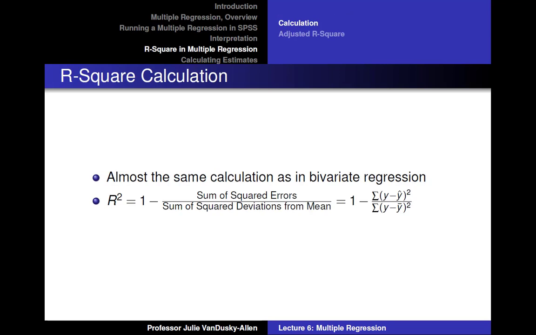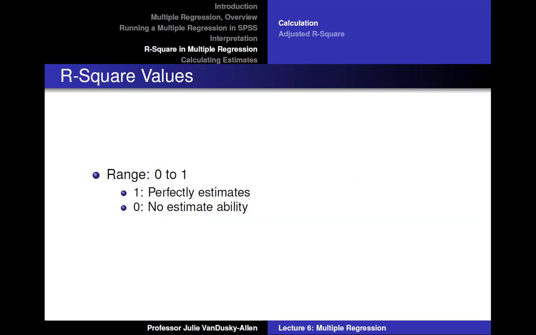Now on to interpreting the R-square in multiple regression. It is almost the same calculation as in bivariate regression. The only difference is that now we have multiple independent variables in our model. Recall that an R-square of 1 means that our model perfectly estimates our dependent variable, and R-square of 0 means our model cannot estimate our dependent variable at all.